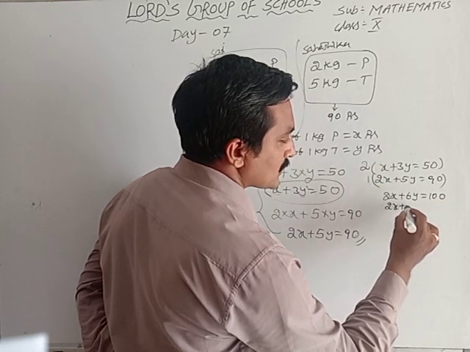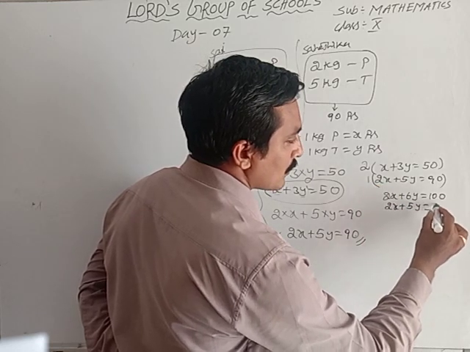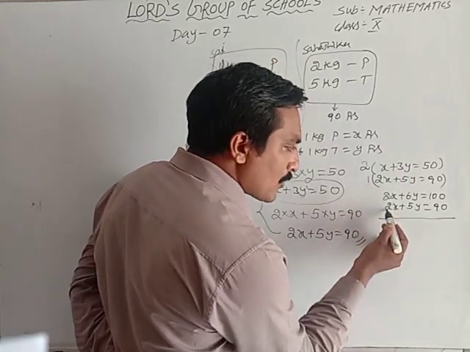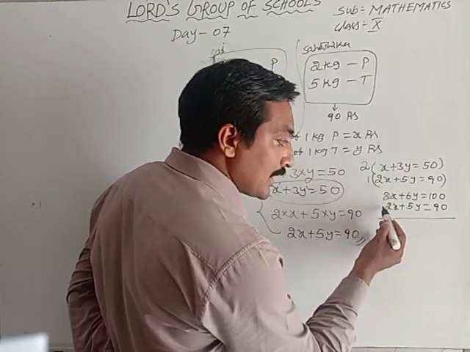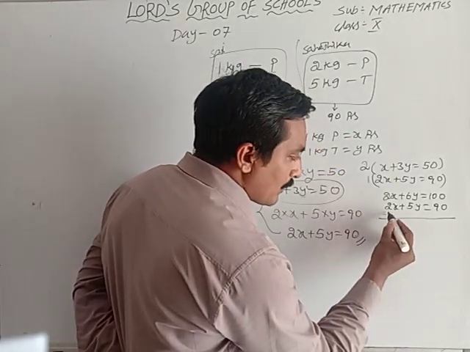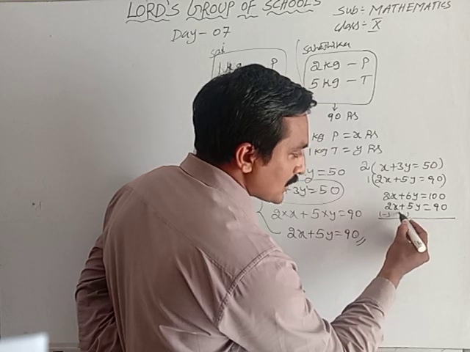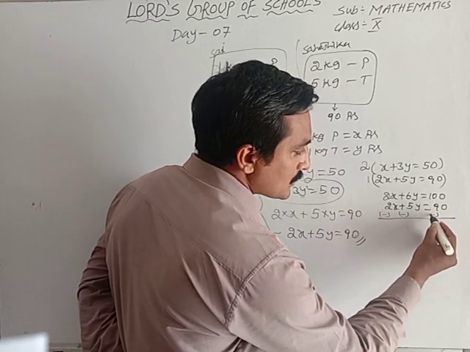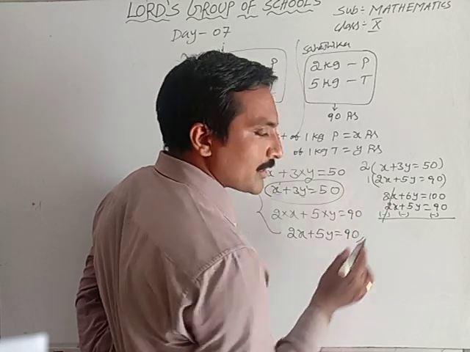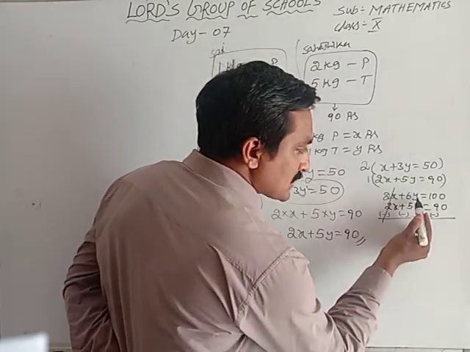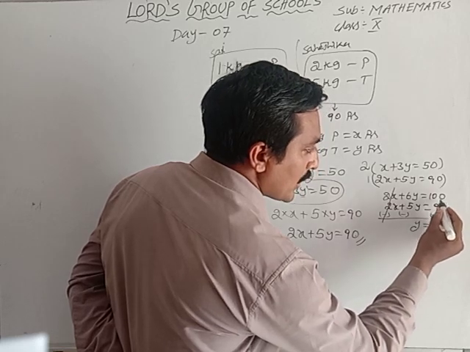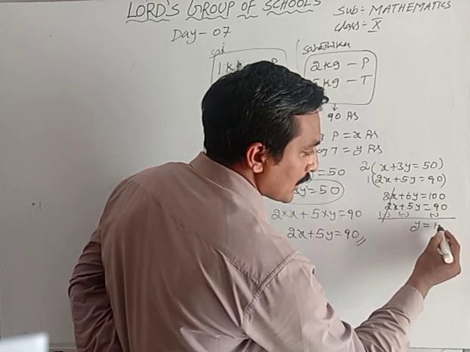2x plus 5y is equal to 90. Now here both have the same coefficient, but both contain the same sign. You need sign changing. Plus is there, you keep minus. Plus is there, minus. Plus is there, minus. Now this 2 you have to cancel it. Plus 2x minus 2x will be cancelled. 6y minus 5y, 1y, is equal to 100 minus 90, 10.